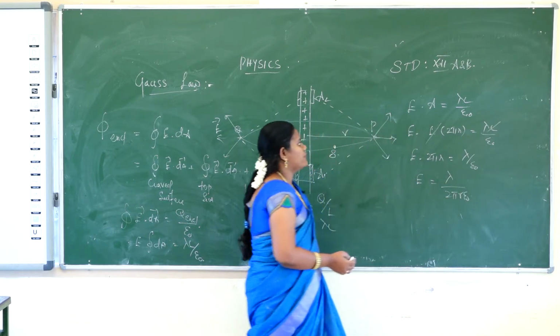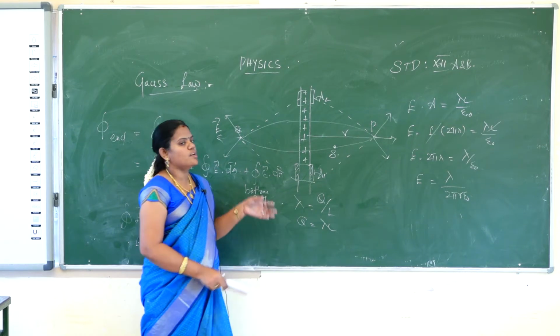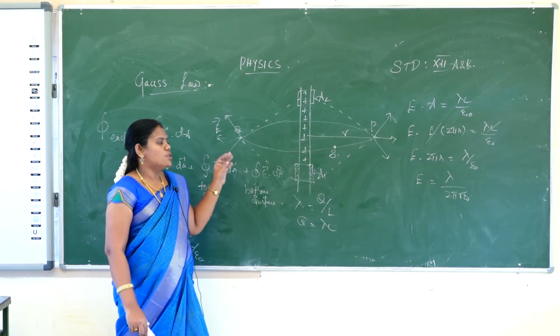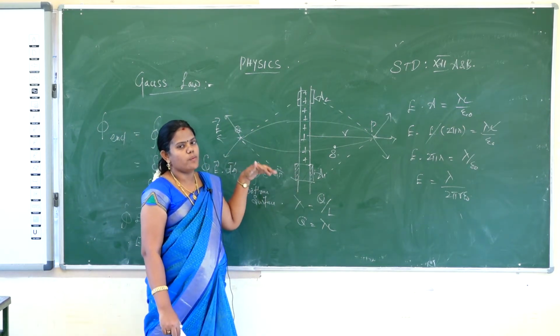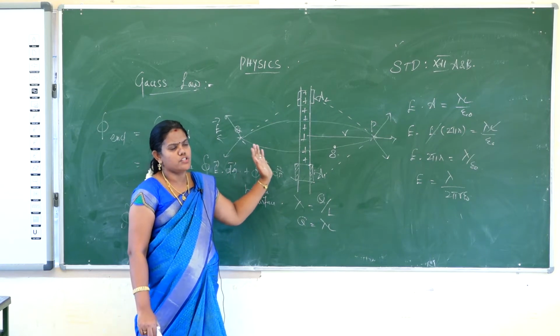So that is the electric field due to a long charged wire. By applying Gauss law, we have calculated the electric field due to the infinitely long charged wire.